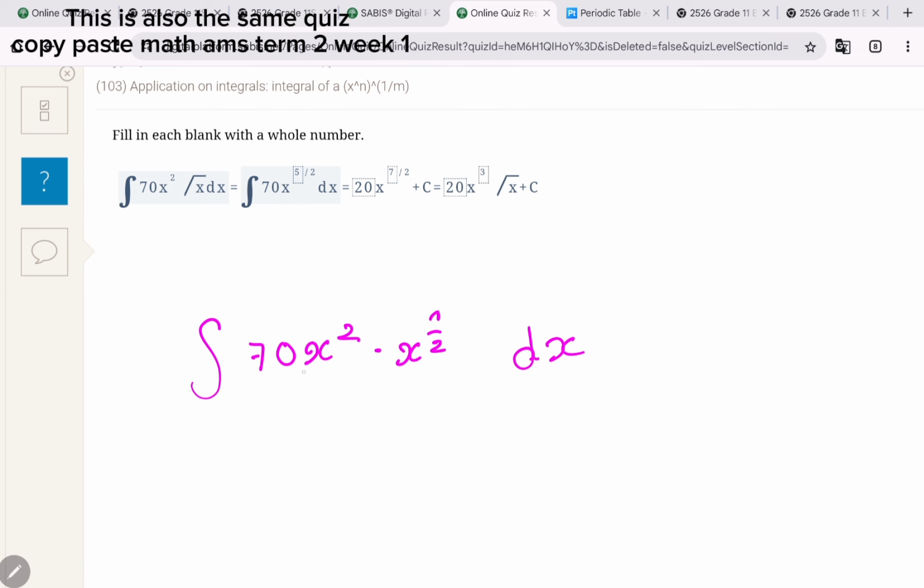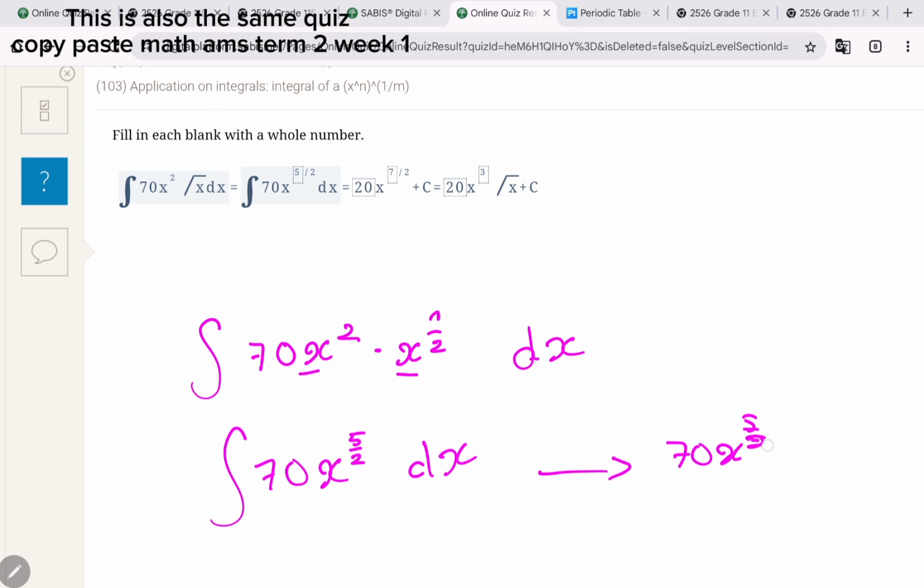You're multiplying two things with the same base, x and x. So what do you do with the exponents? You're going to add. So it's going to be 70x to the 2 plus half, which will give me what? What's 2 plus half? It will give me 5 over 2 dx, and don't forget the integration. Now after I integrate it, it's going to be 70x to the 5 over 2 plus 1, over 5 over 2 plus 1, right? So what's going to happen? This will become 7 over 2. And this will also become 7 over 2.